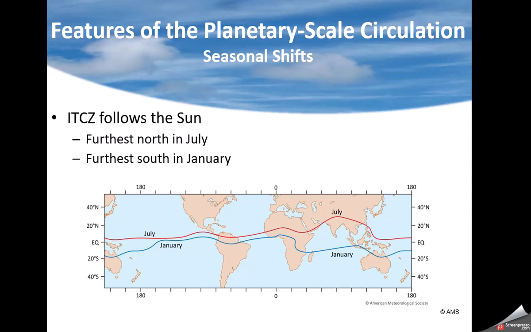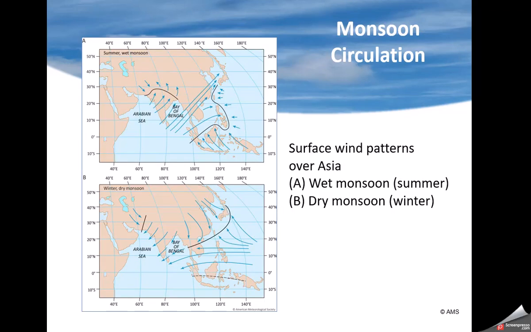However, land, whole different story. It can heat very quickly. So you can see intertropical convergence zones well down south in January, south of the southern part of the Indian Ocean, and guess what? It goes all the way north of India in July. That has major implications for the weather in that part of the world. And here you can see it with the monsoons.